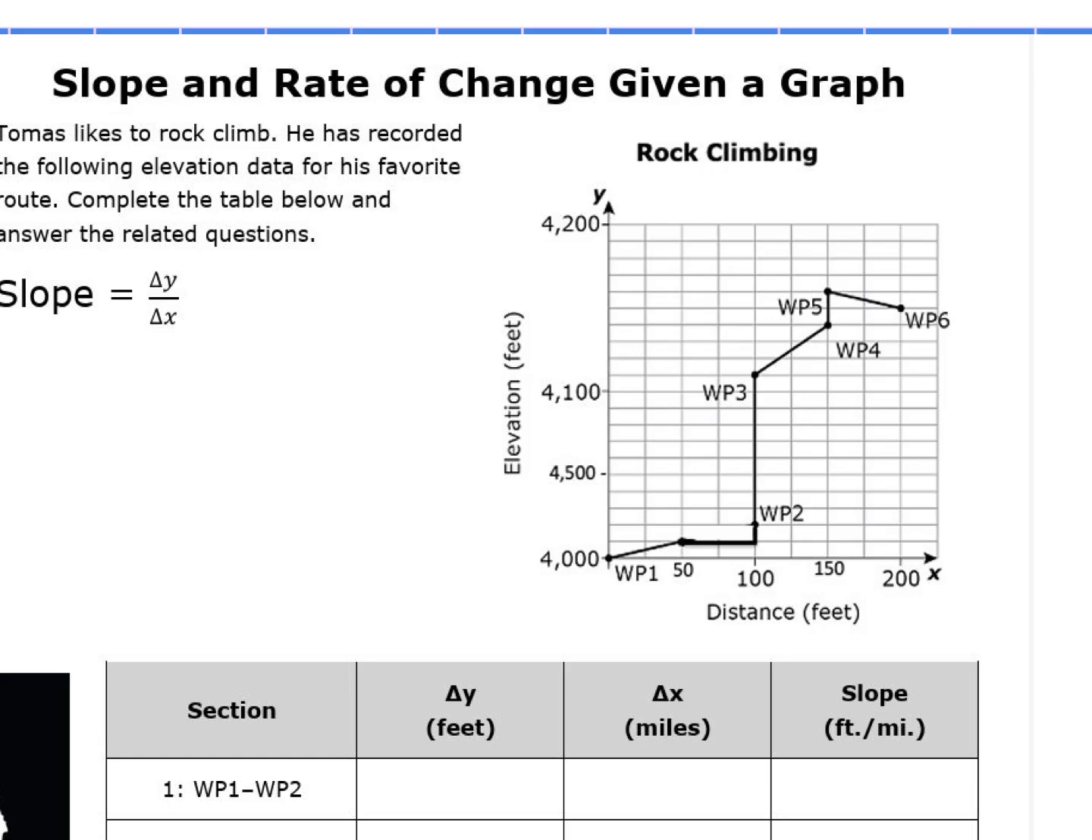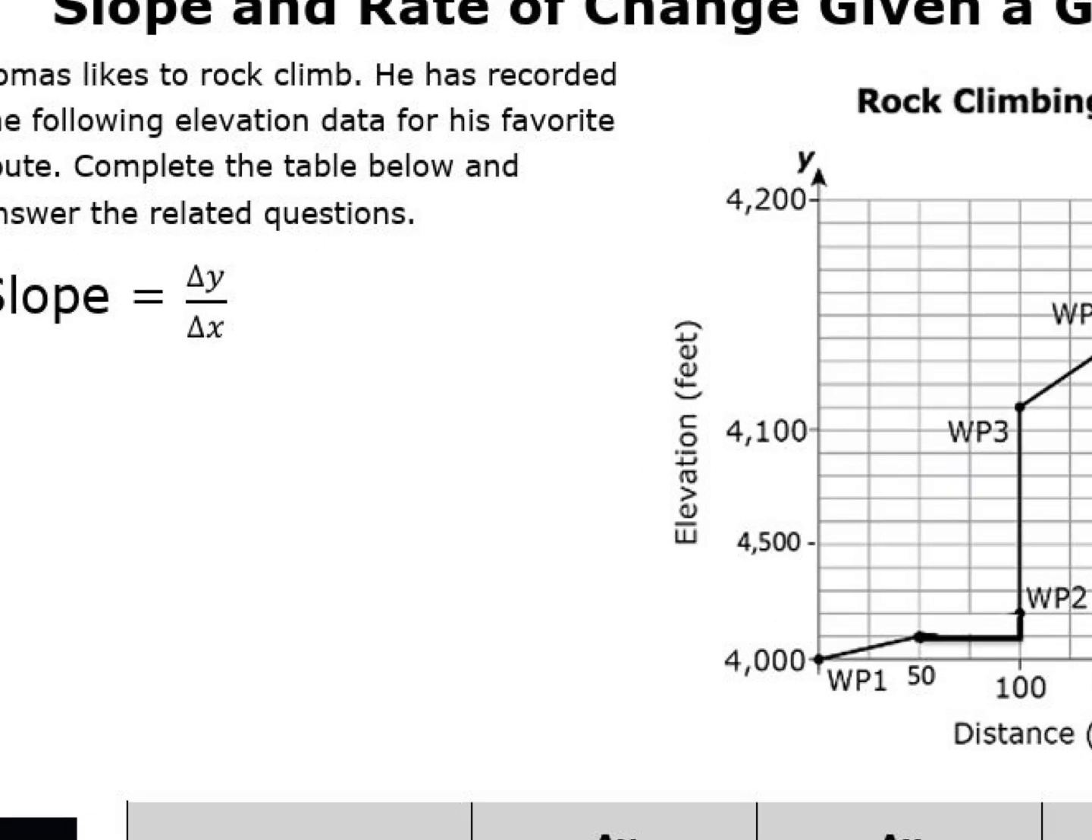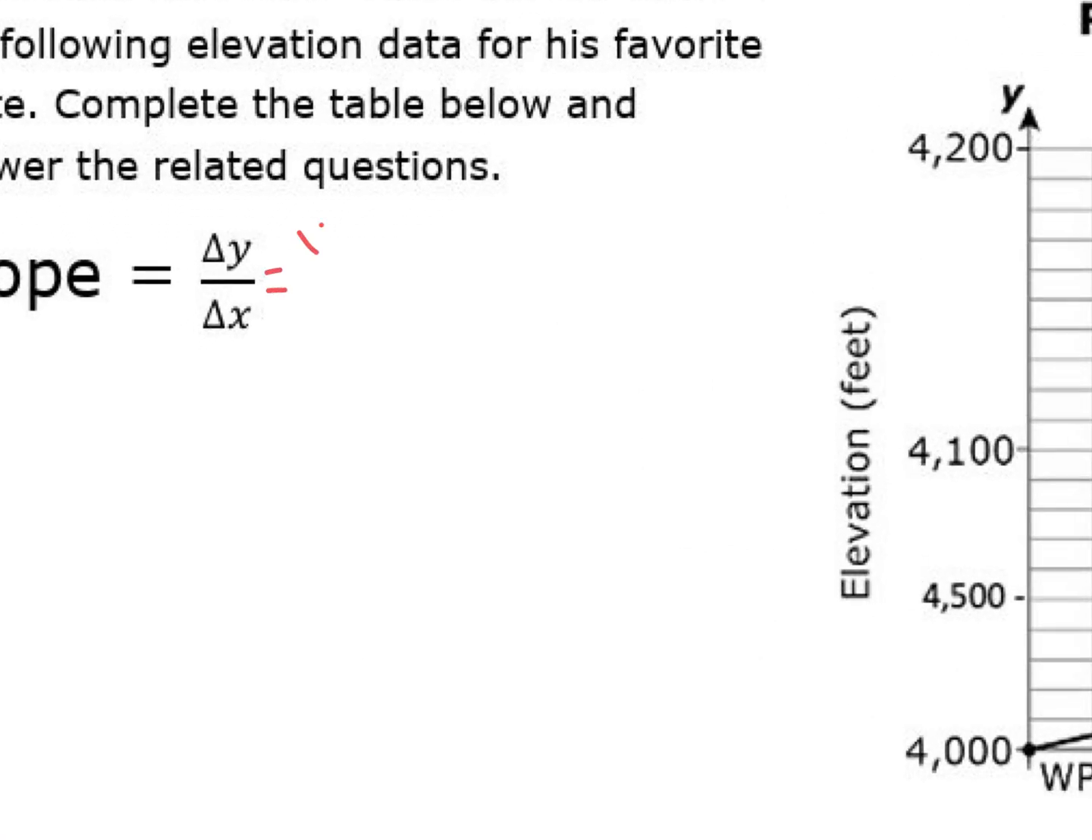So we talked about slope with 2 points. We talked about change in y over change in x. We said you could also do y2 minus y1 over x2 minus x1, which some of you liked and some of you didn't. Some of you liked that mini table. Today we're going to focus on graphs, which is going to be rise over run.